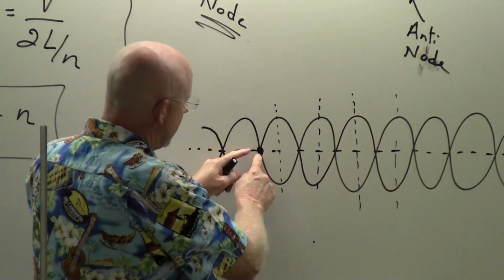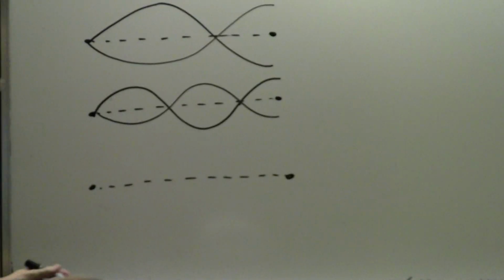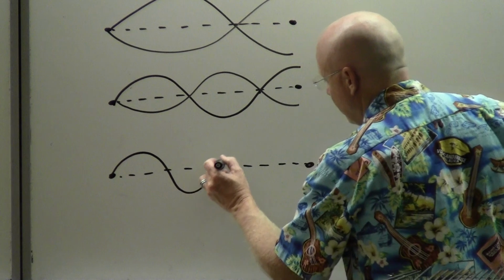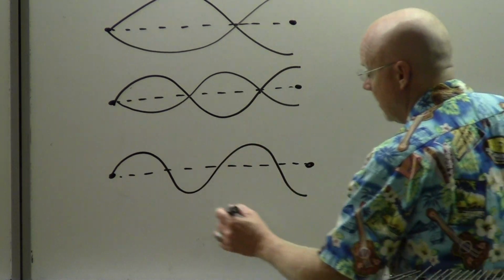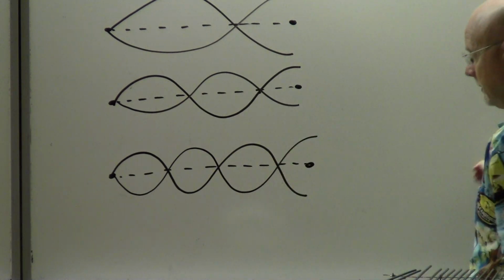So let me draw from here to the fourth antinode, okay? And so it would look something like this. I draw 1, 2, 3, and then to the antinode. And then a moment later, it would look like that.